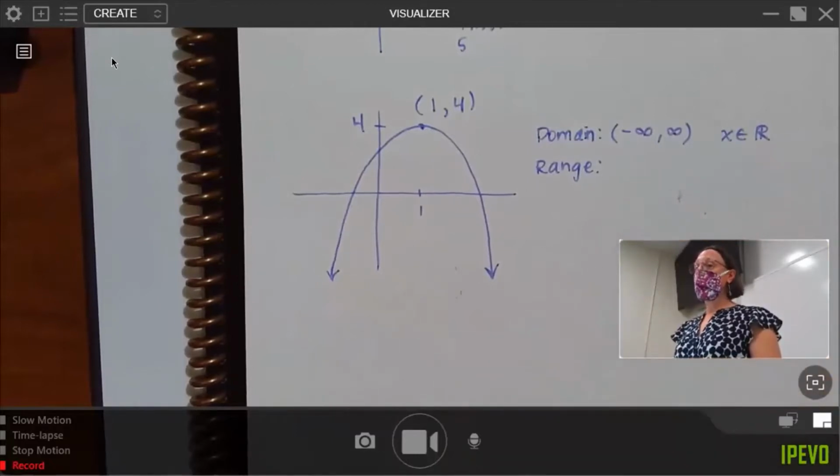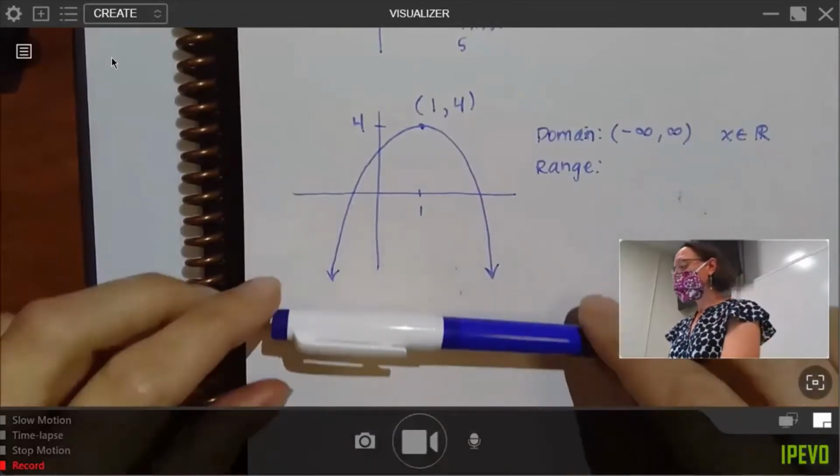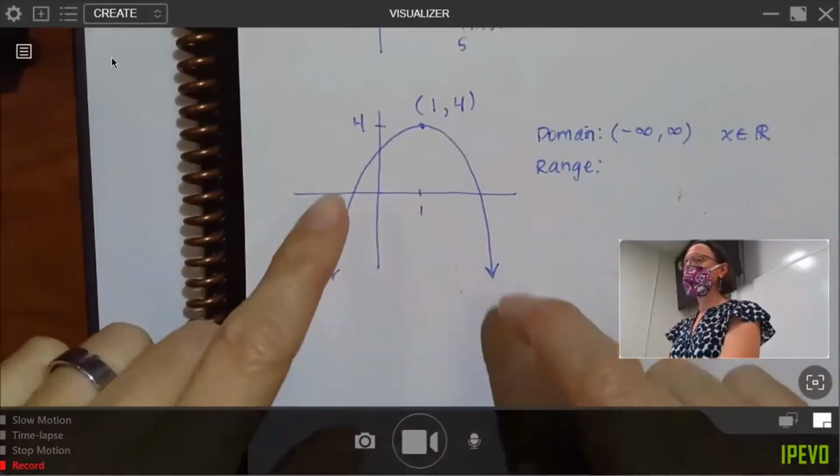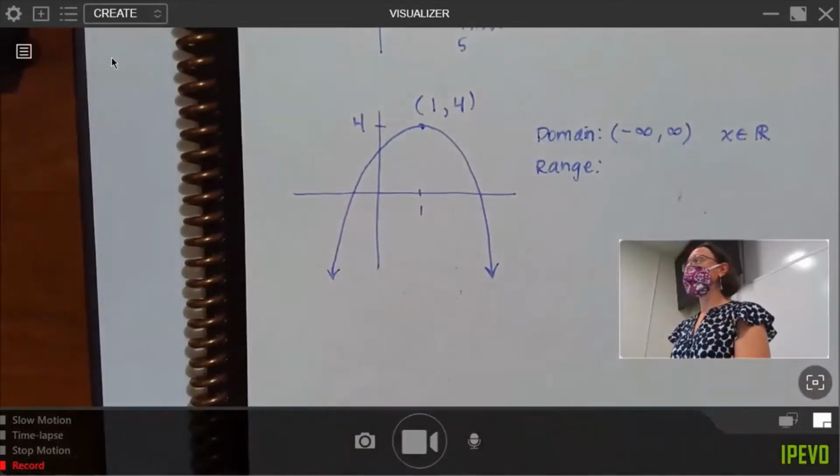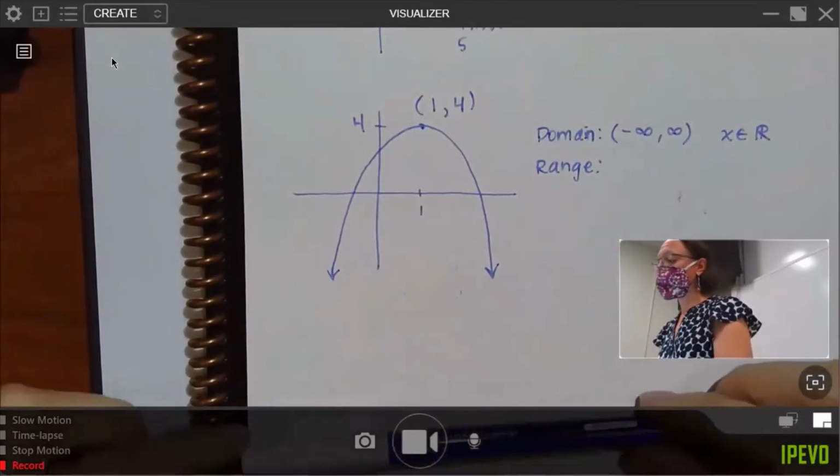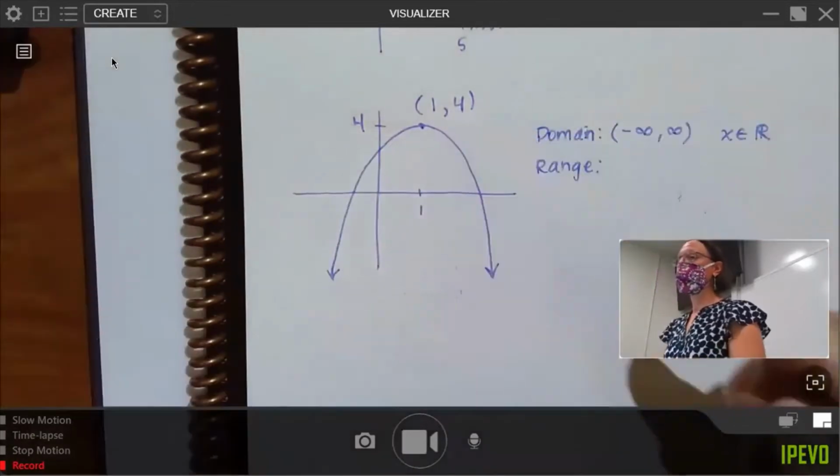In terms of the range, again, thinking about Y values, our lowest Y value, these are both headed down to negative infinity. So my Y values go from negative infinity all the way up to 4.